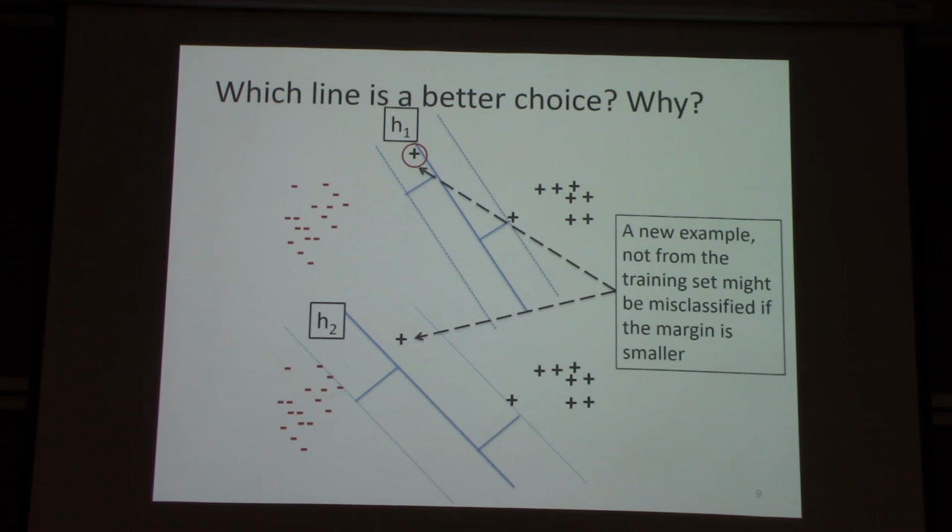Let's say that a new example comes in that's not in the training set. There is more room for H2 to place the new example here. This is just proof by pictures, it's not valid math, but I'm just giving you an intuition. There's more room on the positive side of the hyperplane for this new example to show up. On the other hand, if the margin is smaller, there's a higher probability that the new example will get misclassified. Does the intuition make sense? There's more wiggle room, in some sense, for the classifier that has the larger margin.